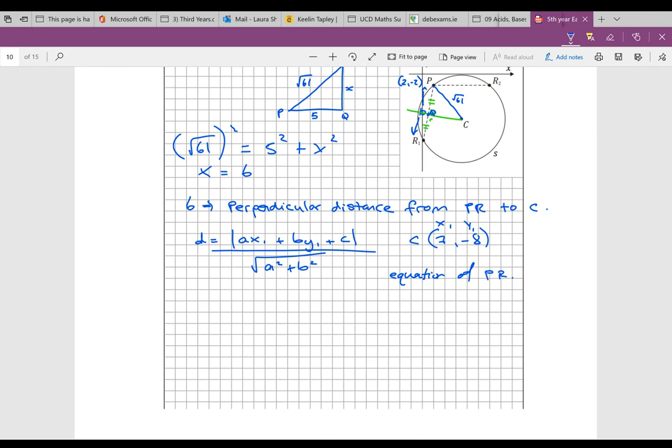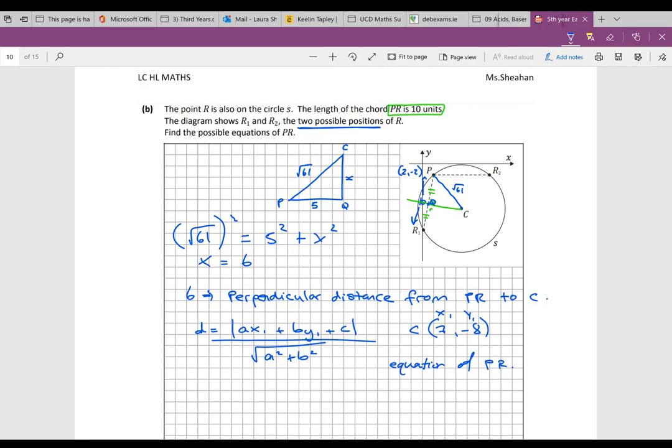To use this formula, I need to have an equation of a line. The line I'm talking about is the chord PR. Let me go back up to the question here, because it's important to always pause and think about what we're answering. The point R is also on the circle, so somewhere on the circle is a point R, and there's a chord of 10 units. So I've used the information about the chord. The diagram shows R1 and R2, the two possible positions of R. Find the possible equations of PR.